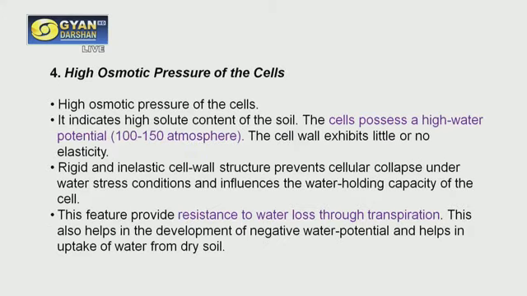The 4th point is high osmotic pressure of the cells. That means high solute content of the cell. The cell possesses a high water potential, 100 to 150 atmospheres. Rigid and inelastic cell wall structure prevents cellular collapse under water stress condition, and it also influences the water holding capacity of the soil. All these actually help the plant to resist water loss through transpiration. Ability to reduce transpiration rate.